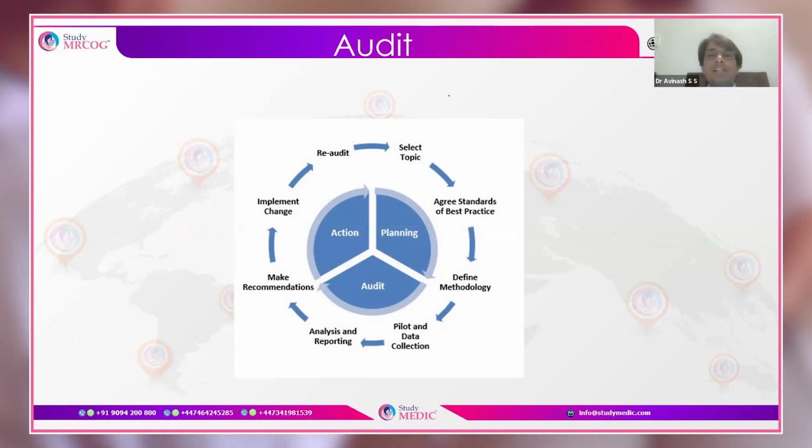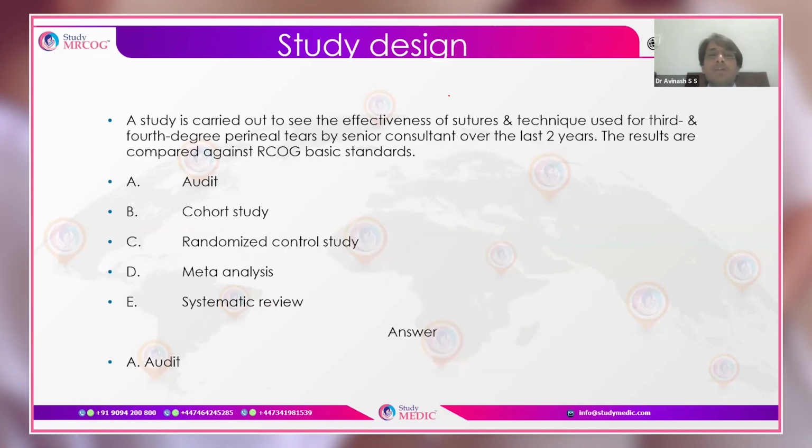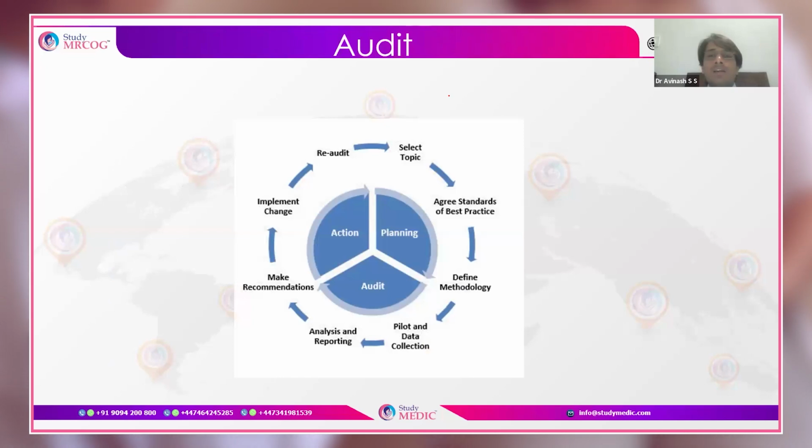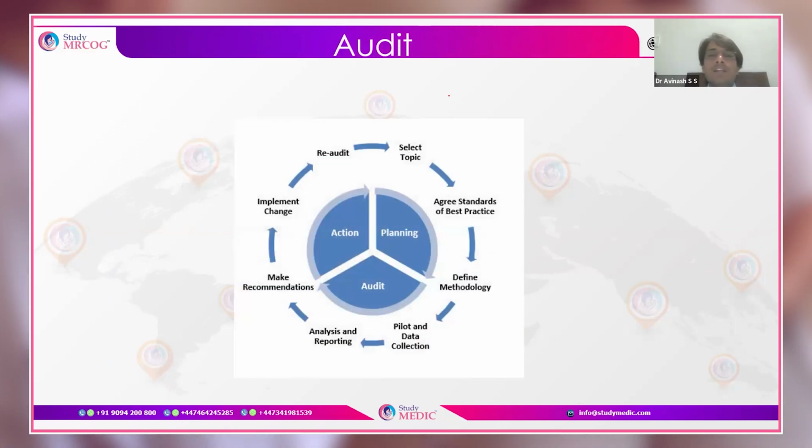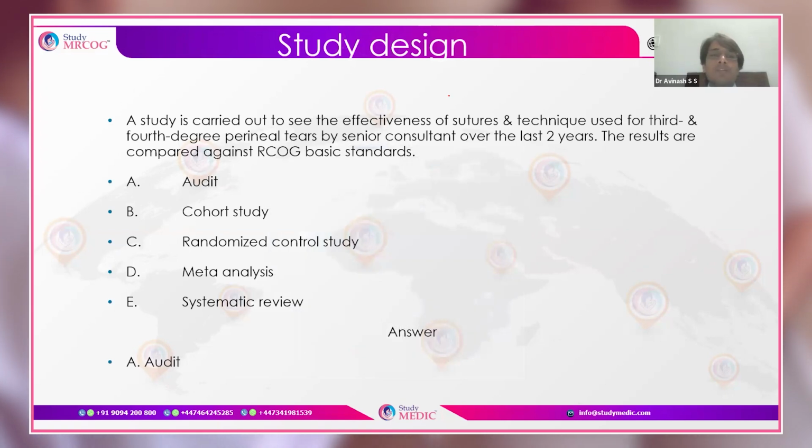The planning stage is selecting the topic. Here, the topic is to see the effectiveness of sutures and techniques used for 3rd and 4th degree perineal tears by a senior consultant, and agree standards of best practice, which could be the RCOG guidelines. Define the methodology: who is going to audit, how many, when, and what they are going to audit. Then take the pilot and data collection, after which you do the data analysis and see whether it is really effective or not.